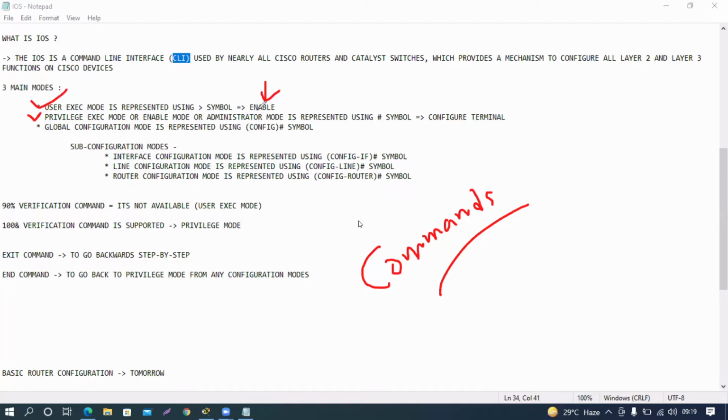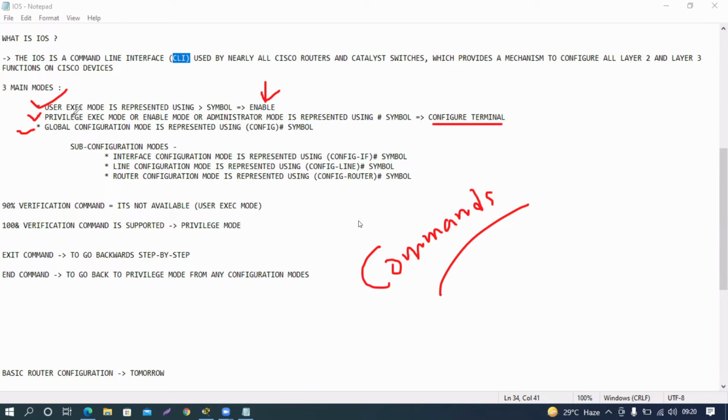This is the enable command. You type this command, you go from user exec to privilege exec. Then you type this command, configure terminal, and you go from privilege exec to global configuration mode.